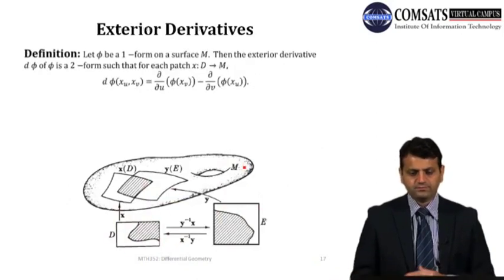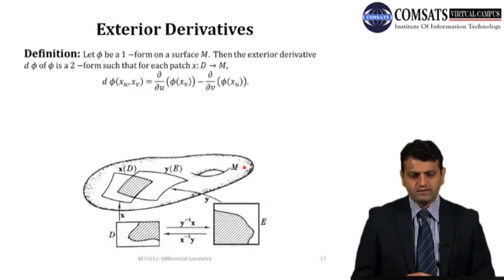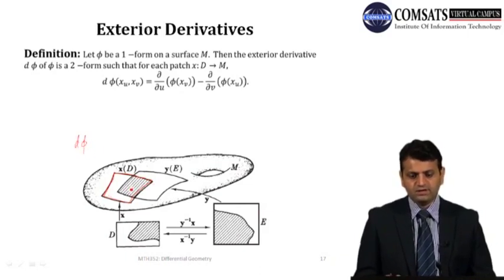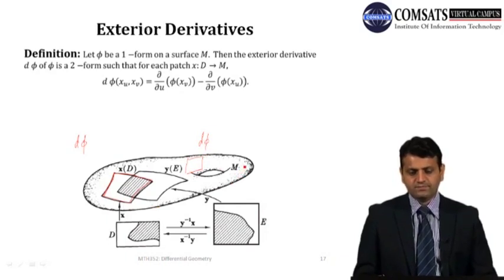Now there is a problem. The definition I have just made is related only and only to one patch, only and only to x_u. So that is fine. I can define d phi on this patch. Then I can take some other patch, let's say this patch, and I can define d phi on this patch. And so on, I can define d phi of the surface on all the patches.